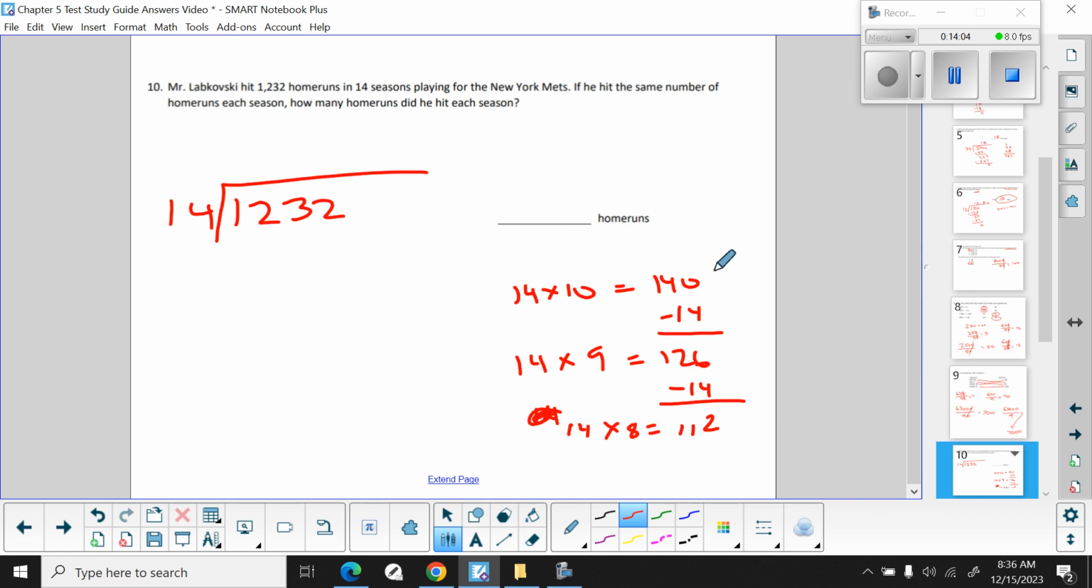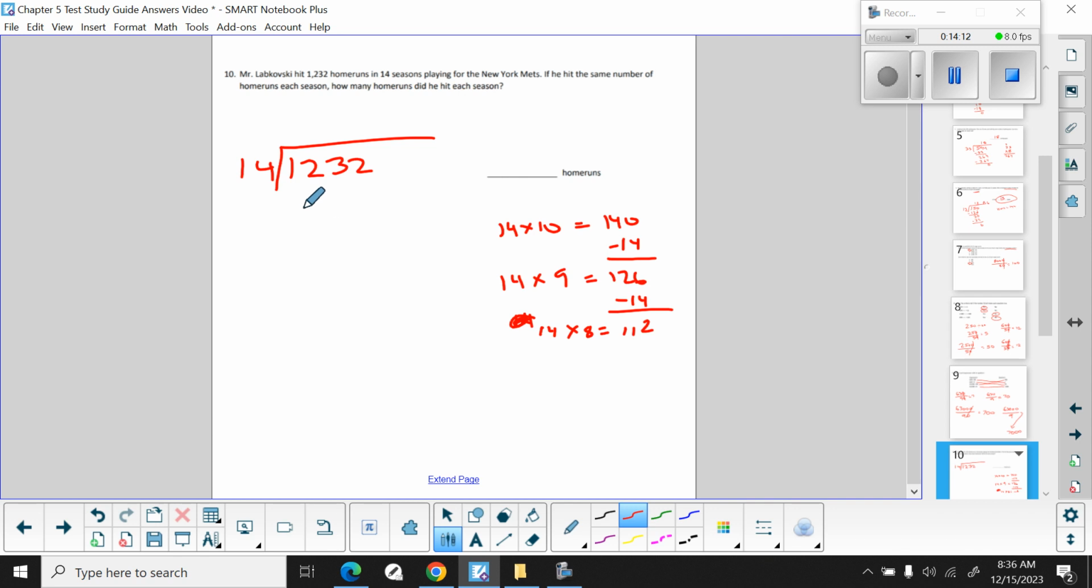So you see what I did here? I started with 14 times 10, and then I subtracted 14 a couple times until I got a number close to this. So 112 is less than 123, but it's still close to it. By the way, just to check that this works, I'm going to do 8 times 14. 8 times 4 is 32. Carry the 3. 8 times 1 is 8, plus 3 is 11, 112. So, yeah, it's the same answer.